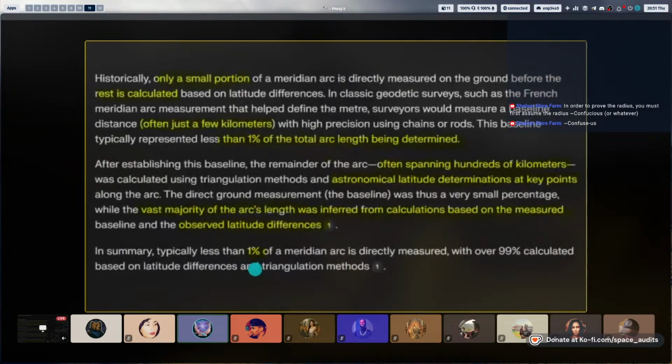When they get to it, they measure less than 1%. So 2 kilometers, where 70 kilometers is needed. If you're going to do it, you have to measure at least 70 kilometers, and that's less than 1% of the total arc length being measured, and the rest, like I said before, is calculated with astronomical latitude. So again, for methods that are confirming the surface of Earth is curving, this one is also piss poor.